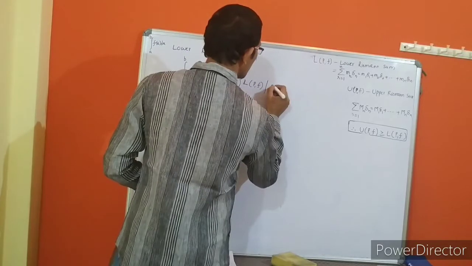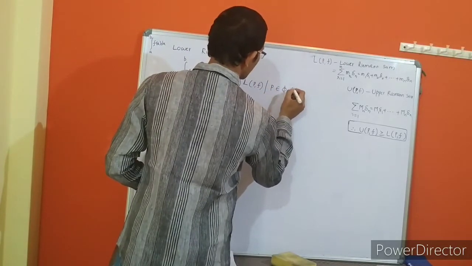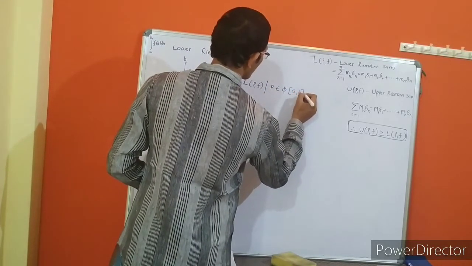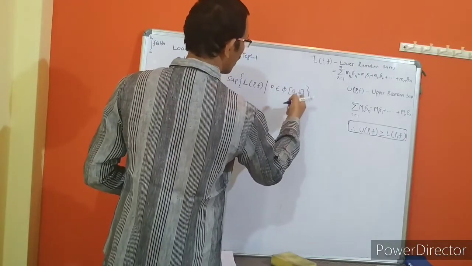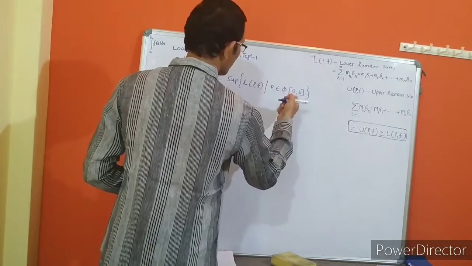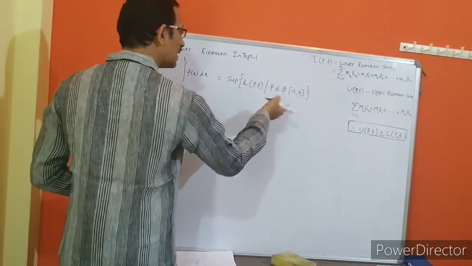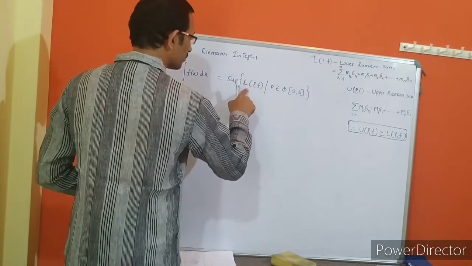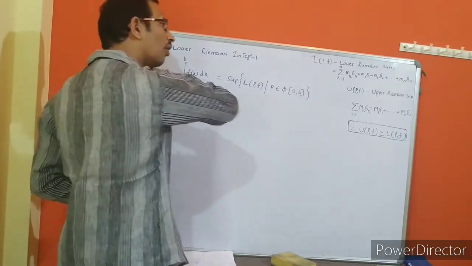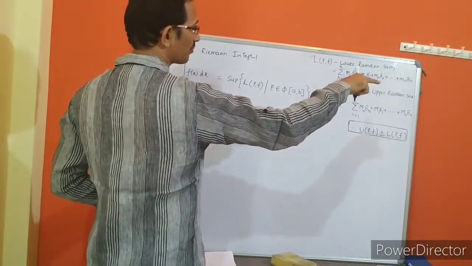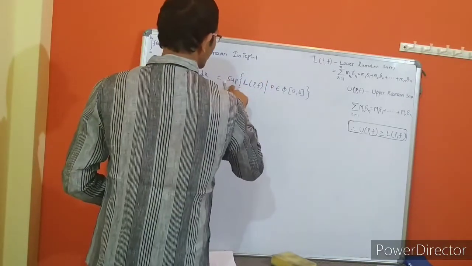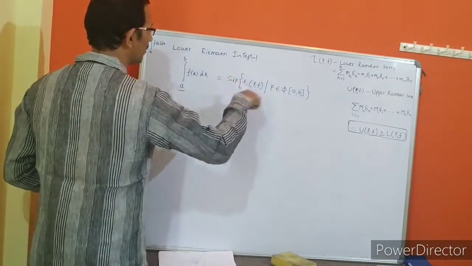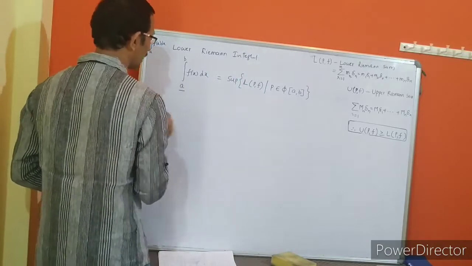P is any partition, so I write P belongs to phi of [a, b]. I already told you phi of [a, b] means the set of all partitions, and P is one of the partitions. You take any partition and find L(P, f), and you calculate L(P, f) for each partition P. Then you take the maximum, or supremum, among all L(P, f). That is nothing but the lower Riemann integral.